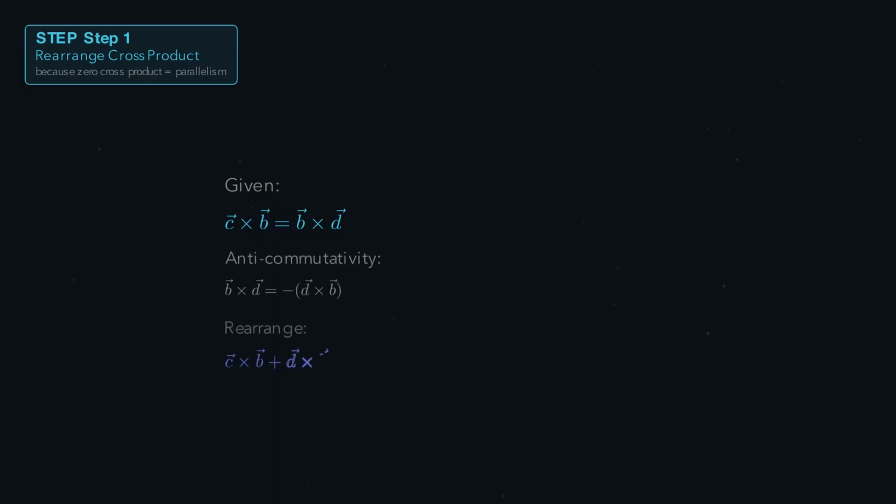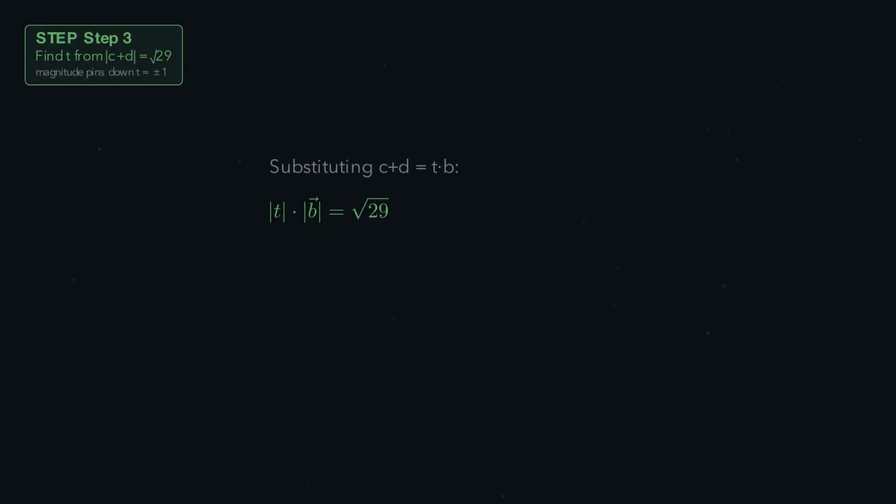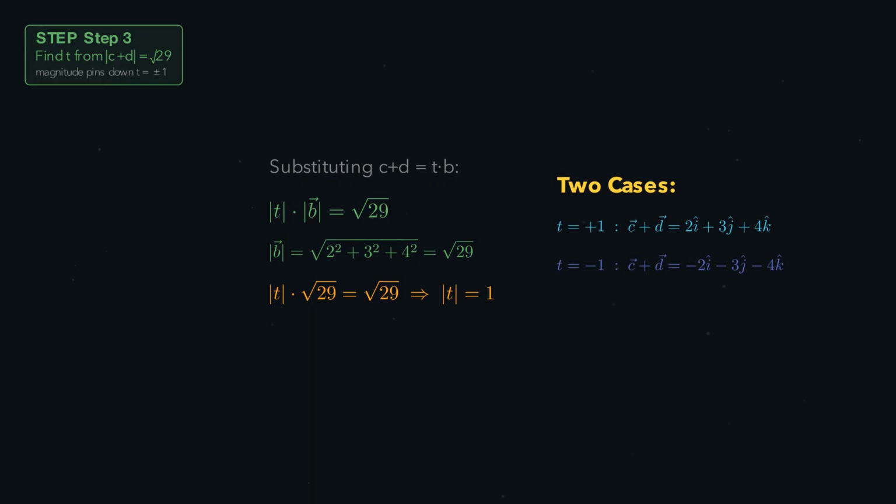The given cross-product equation is symmetric about the vector b. Here's the key move. Cross products are anti-commutative, so b cross d equals negative d cross b. Bringing everything to one side gives c plus d all crossed with b equals 0. A zero cross product means the two vectors are parallel, so c plus d must point along b. Since c plus d equals t times b, we use the magnitude constraint. The magnitude of b is root 29, same as the given magnitude. So t equals plus or minus 1.